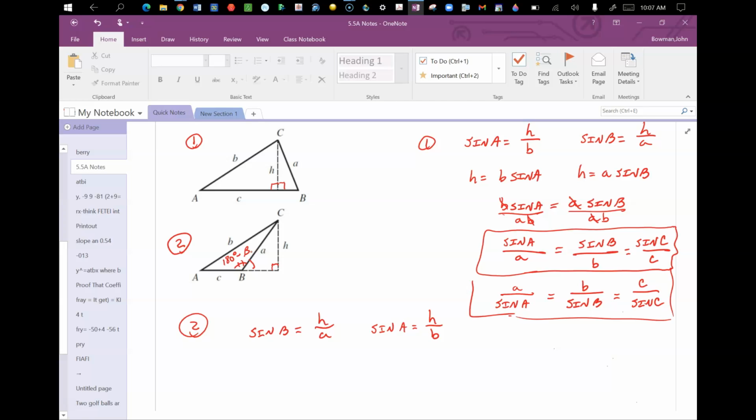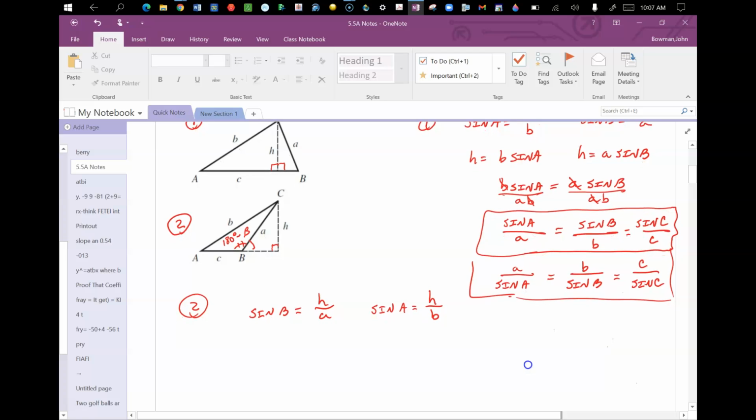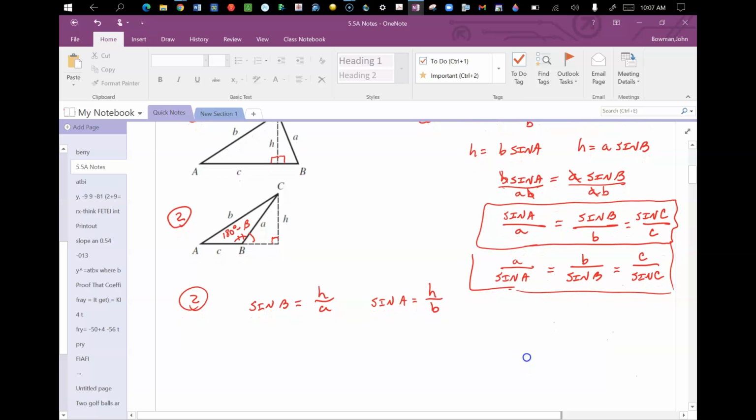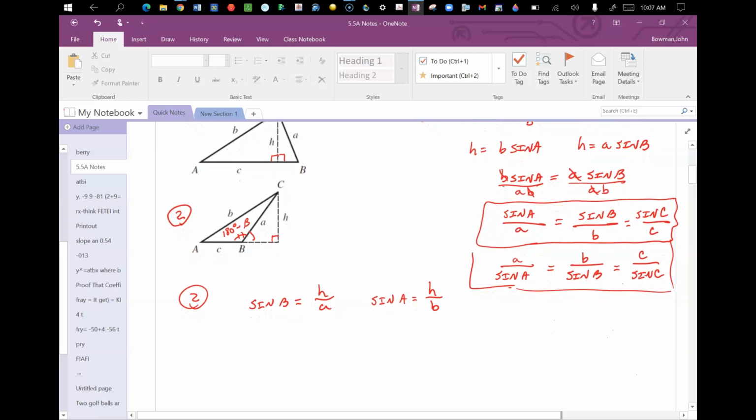So we can go through this whole process again and solve for H and set the two equations equal to each other, and we will get the law of sines all over again. So we have proven the law of sines for both an acute and an obtuse triangle. Now we're going to apply that to some problems.